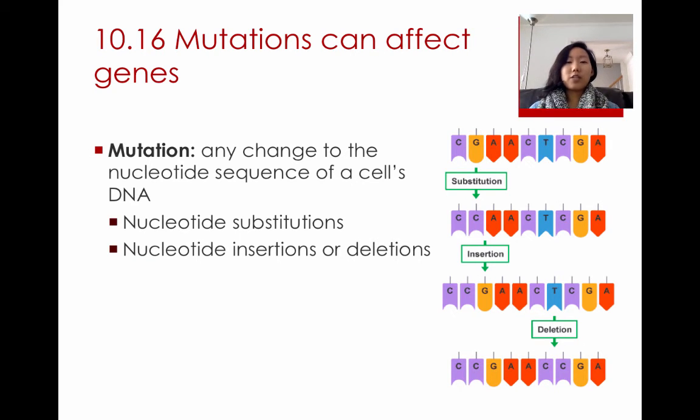Okay, now to talk about mutations. We've talked about the whole process assuming that things go well. But mutations are when there's a change to the nucleotide sequence of a cell. This can happen in two major ways. You could either have a substitution, which you can see in this picture is just when one amino acid switches to a different kind of amino acid. Or you can have insertions or deletions.